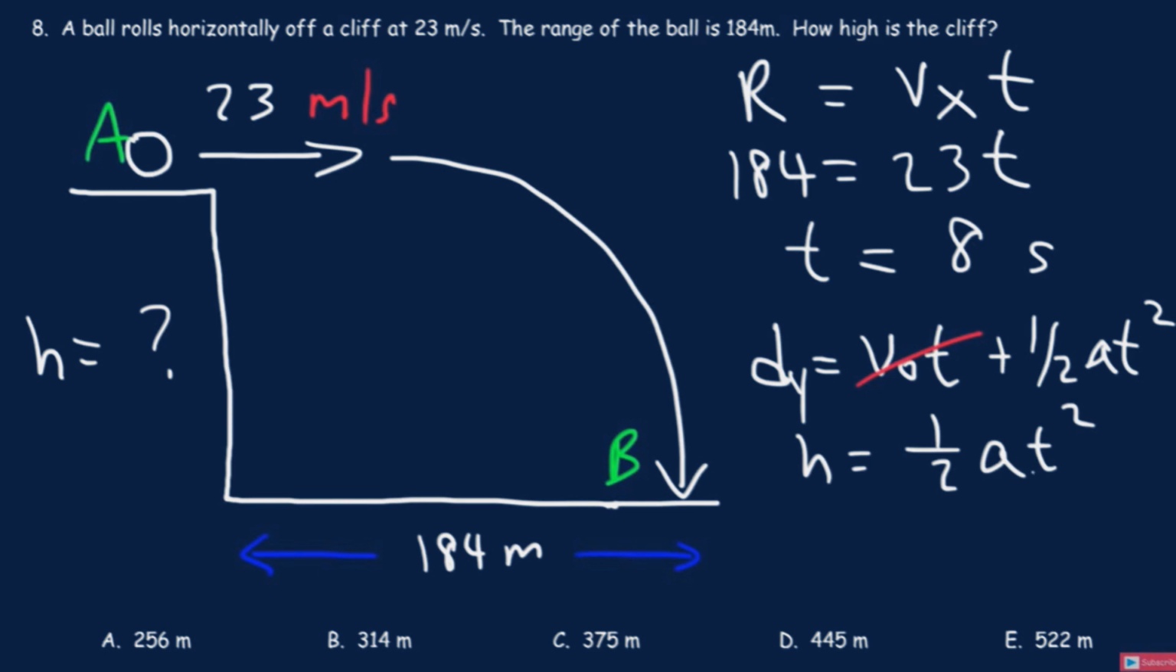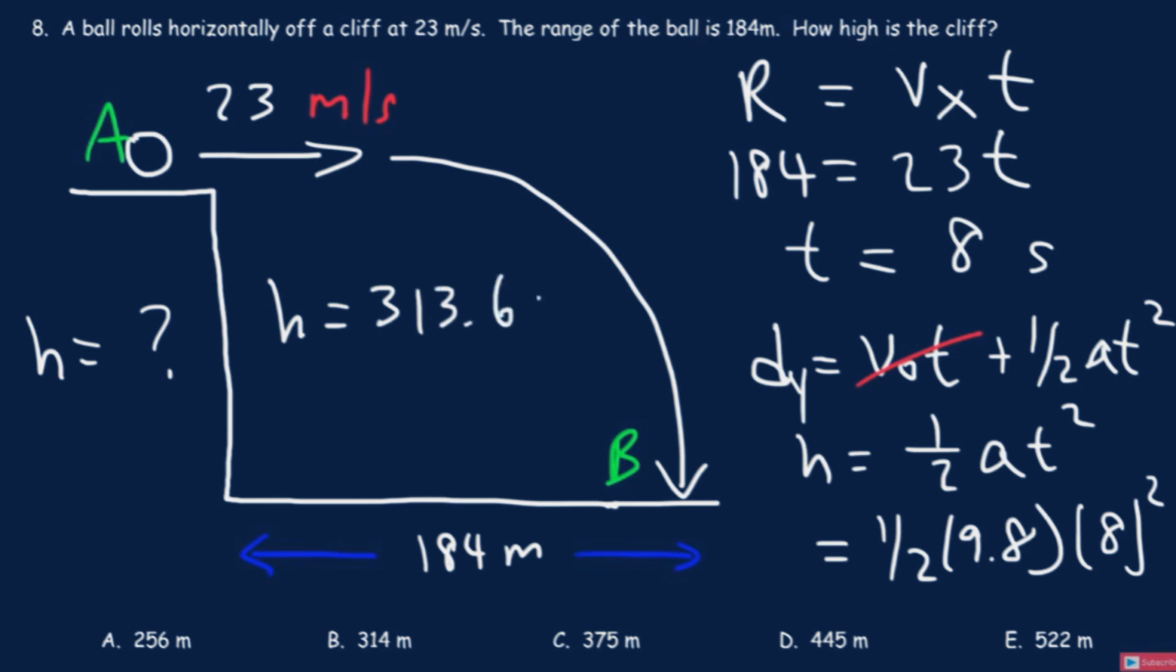Now dy is technically negative and a is negative, but the two negative signs will cancel. So this is just going to be 1/2 times 9.8 multiplied by 8 squared, which is the time. So the height of the cliff is 313.6 meters.